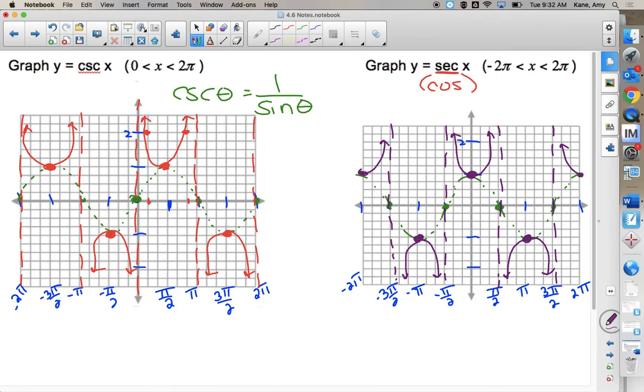So asymptotes are at x-intercepts. A max of cosine is actually the min of the secant. Same thing with the sine and the cosecant.